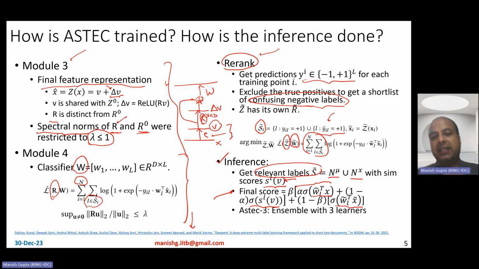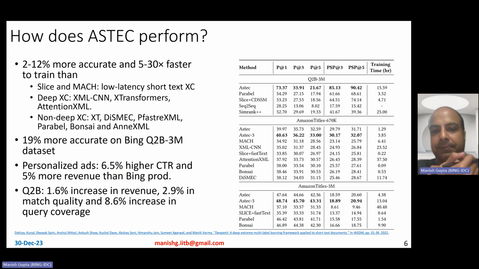Okay. So you basically have these three things combined using your betas and alphas as you see them, and betas and alphas, of course, are hyperparameters to be tuned by validation data. And then you can also have an ensemble of three learners to come up with more robust inferences and predictions. Okay. So how does Astec perform?